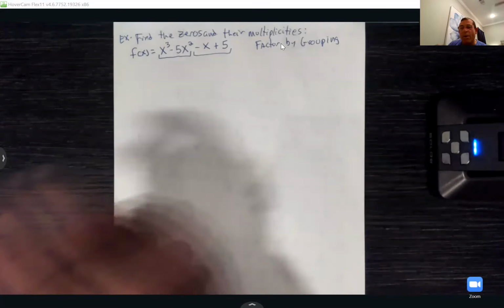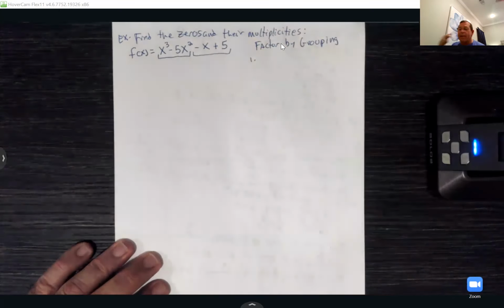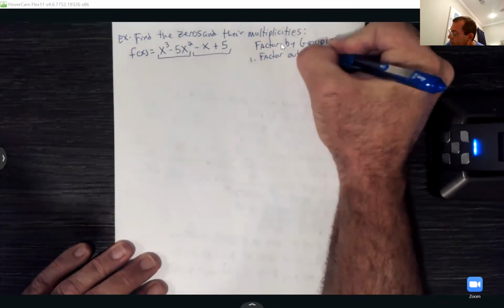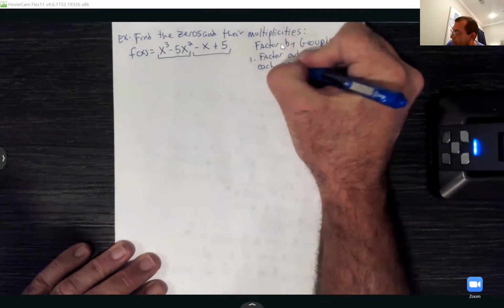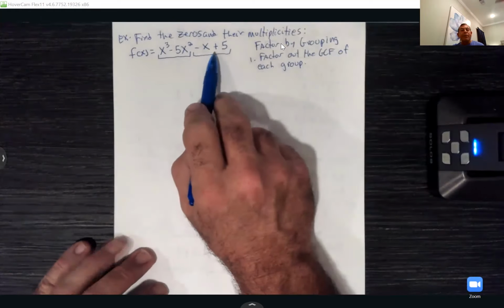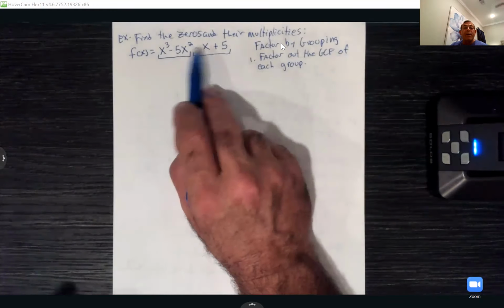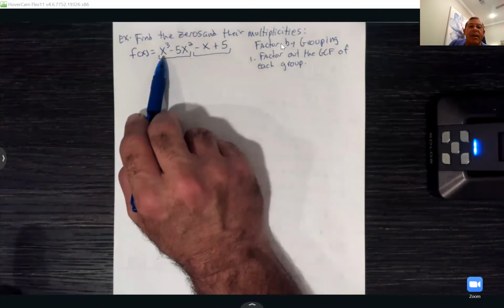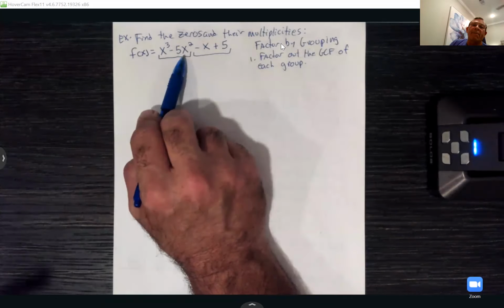Now, my first step is to factor out the GCF, the greatest common factor, of each group. So I've got two groups, so I'm going to factor out the GCF from each of these two groups. Let me ask you this. You got an x to the third sitting here, and you got a negative 5x to the second sitting there. What is the largest factor that they have in common?